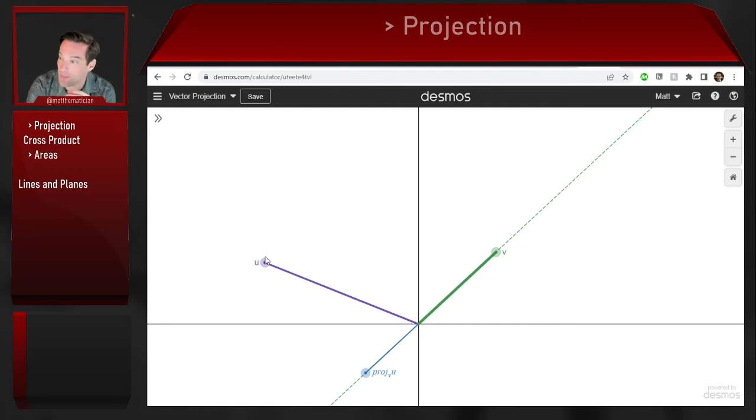What do you think would happen if u and v are perpendicular to one another? What would the vector projection of u onto v be if u and v make a right angle? I just bend this to 90 degrees.